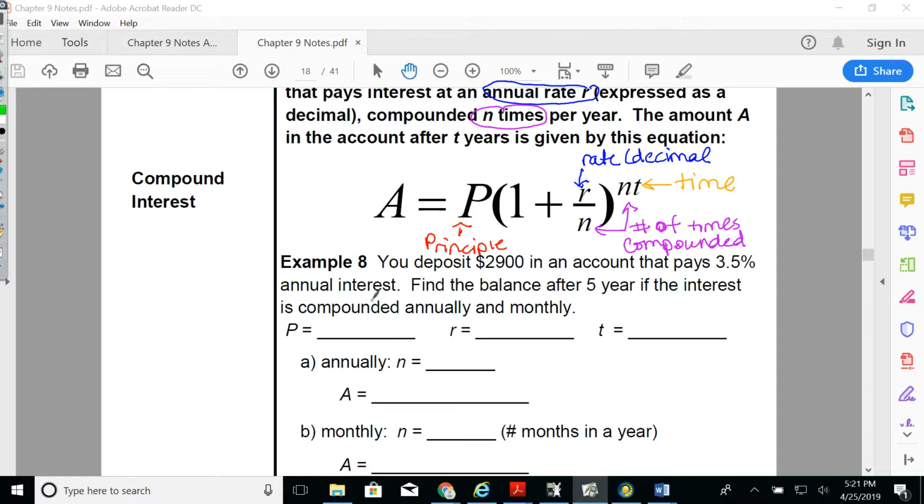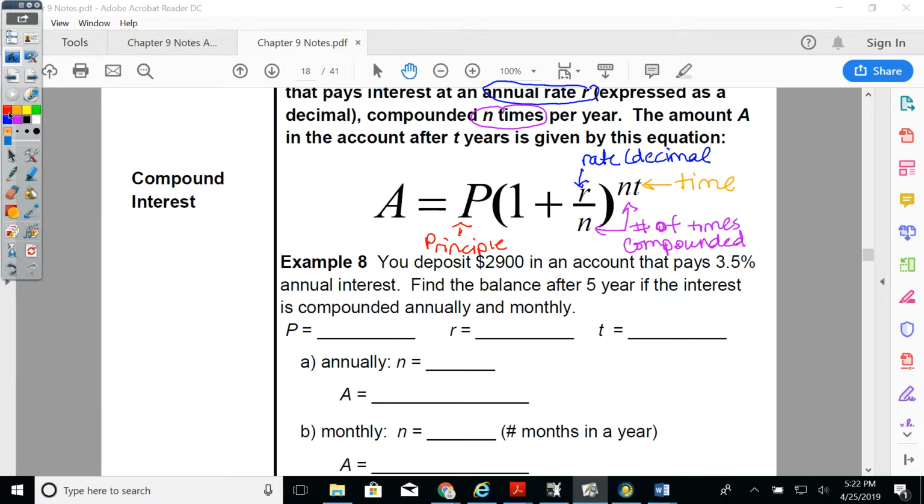All right, so example 8, you deposit $2,900 in a bank account that pays 3.5% annual interest. Find the balance after 5 years if the interest is compounded annually first and then monthly second. Now, these interest rates are pretty high. Usually they're 1% or less. But we want to see a growth, so we're making them a little exaggerated.